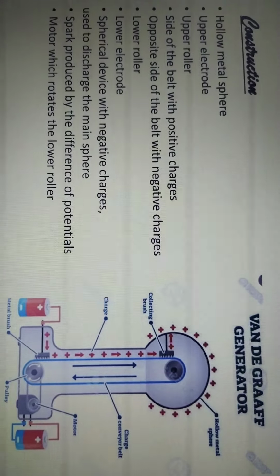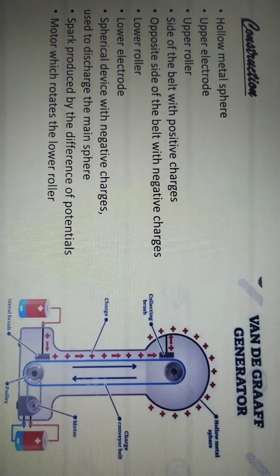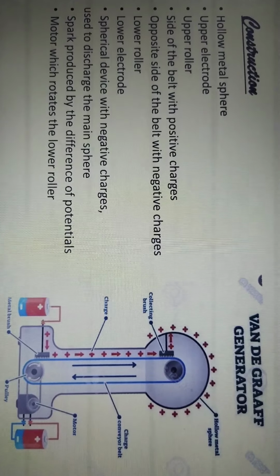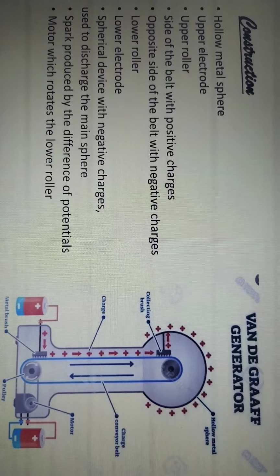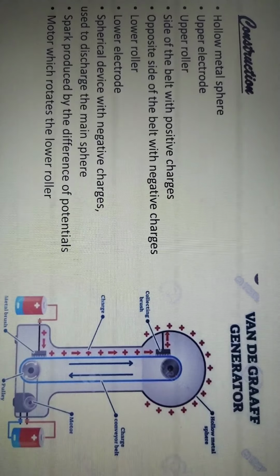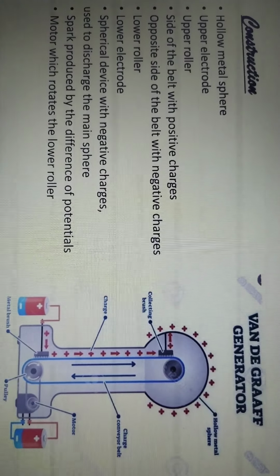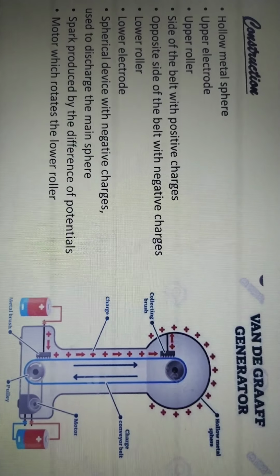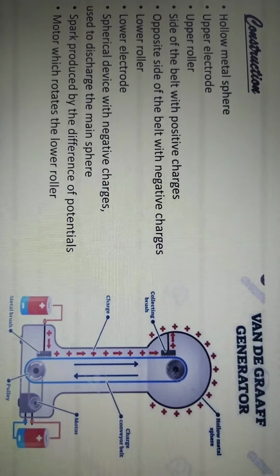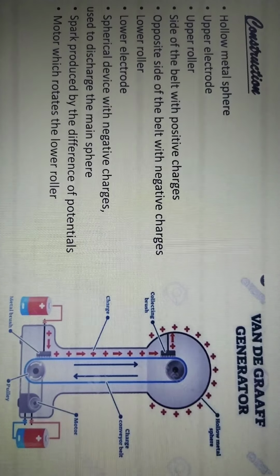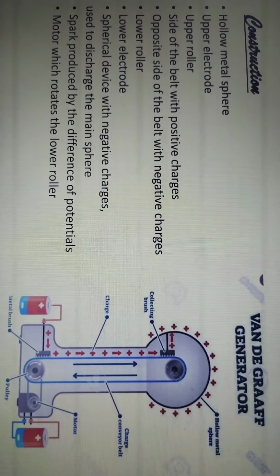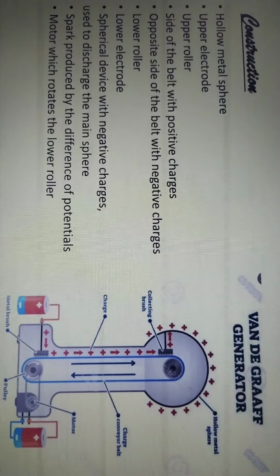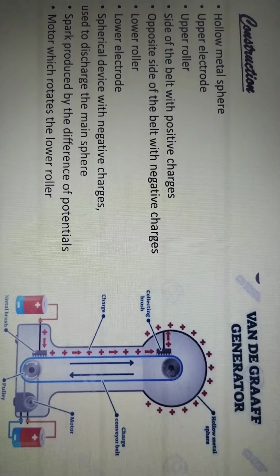Construction. As we all know that Venn diagram generator was invented by the American physicist Robert J. Venn diagram in the year 1929. Constructions of Venn diagram generator. A simple Venn diagram generator is made up of a belt of rubber running over a pair of rollers, one of which is surrounded by a hollow metallic sphere mounted on an insulated stand. Electrons emitter in the form of comb made up with sharp metal points is positioned near the lower roller in such a way that the comb is pointed towards the rubber belt.